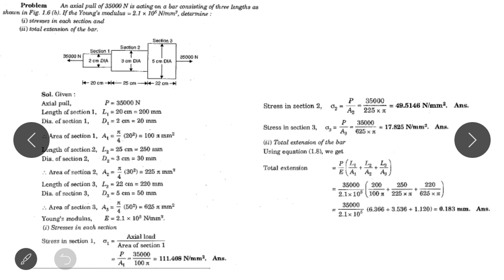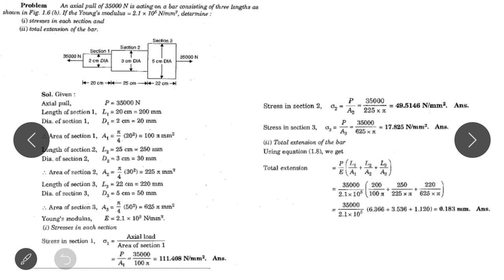The length of the section 3 L3 is equal to 220 mm. The diameter of the section 3 D3 is equal to 50 mm. Then area of the section A3, the diameter is 50, therefore area of the section is equal to 625 pi mm square. The Young's modulus capital E is equal to 2.1 into 10 to the power 5 Newton per mm square. So we have to find stress in each section.